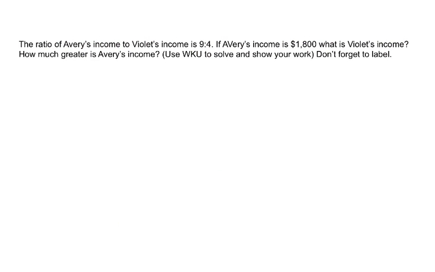This one talks about the ratio of Avery's income to Violet's income. Okay, so Avery's income to Violet's income is 9 to 4. If Avery's income is $1,800, what is Violet's income? We also want to know how much greater is Avery's income. So I'm telling you to use WKU to solve and show your work. Don't forget to label. So what we should be doing here, WKU.